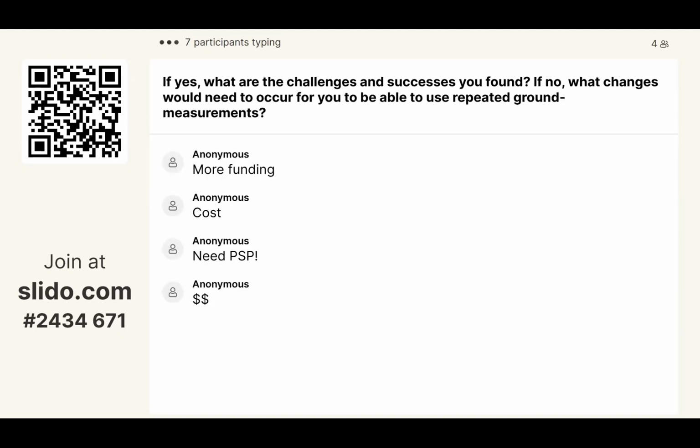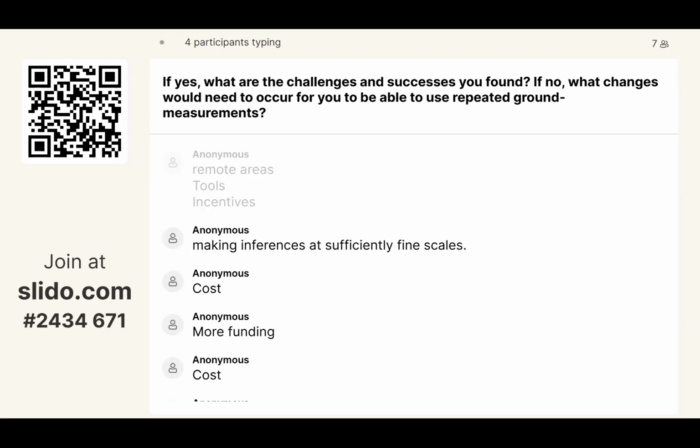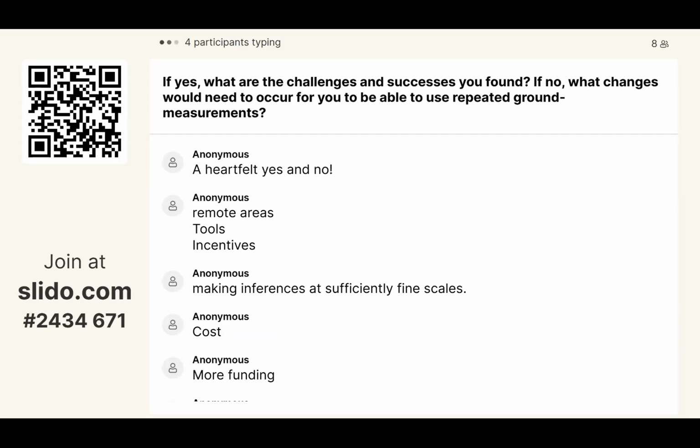Cost, for sure. And the need of permanent sample plots. It also made me wonder because obviously we have a mixed audience, right? So we have researchers who often do have permanent sample plots, and we have countries who often lack it.